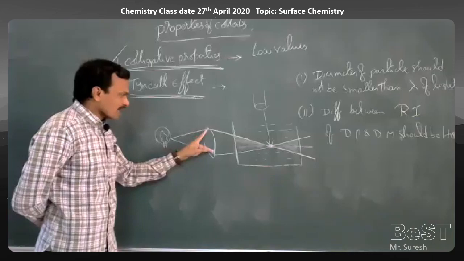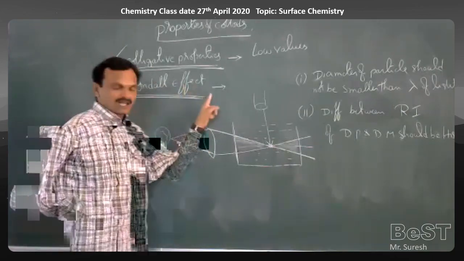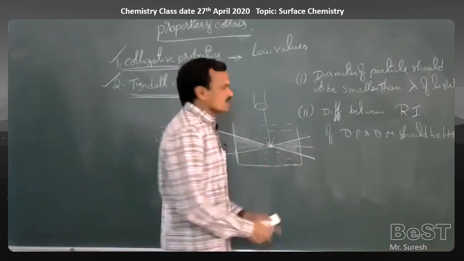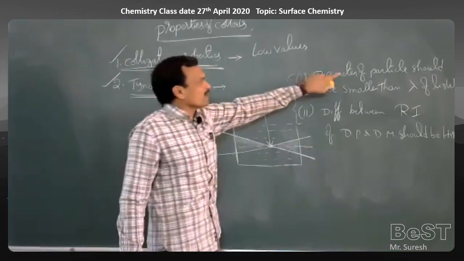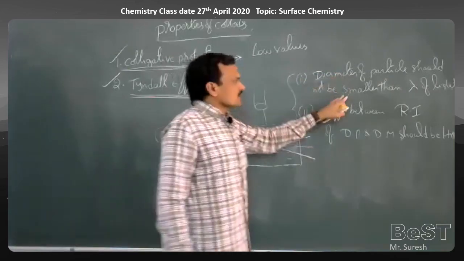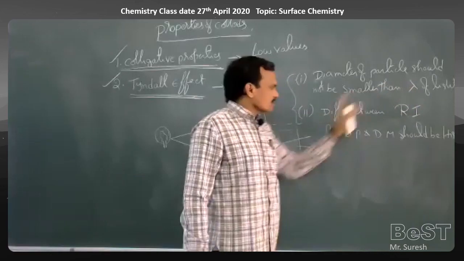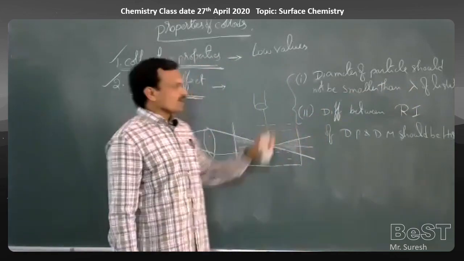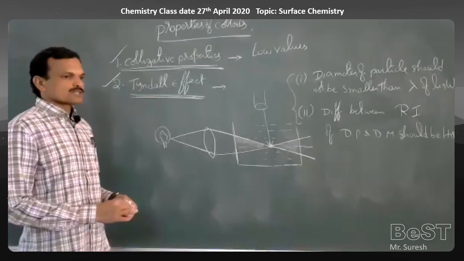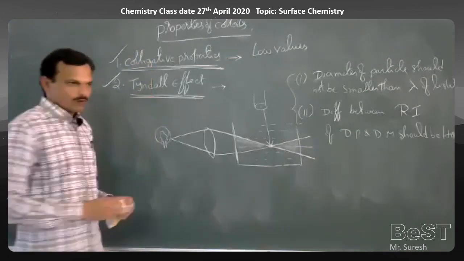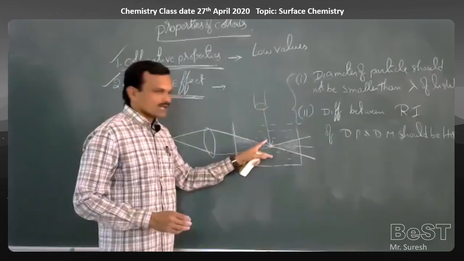And what are the conditions required here to exhibit Tyndall effect? To exhibit Tyndall effect, the solution must satisfy these two conditions. The first condition is the diameter of the particle should not be smaller than the wavelength of the light. The second condition is the difference between the refractive index of dispersed phase and dispersion medium should be more. If these two conditions are satisfied, then we can observe Tyndall effect.